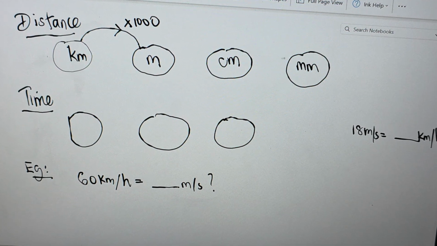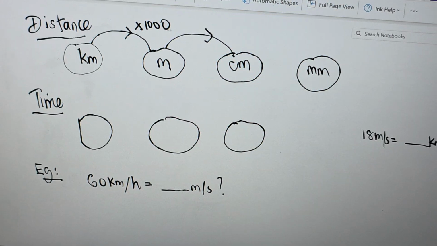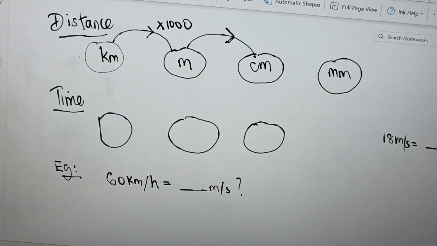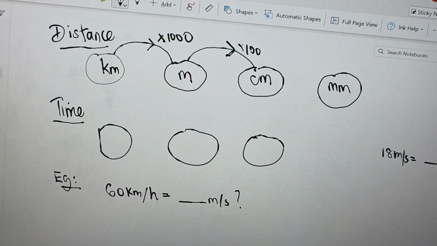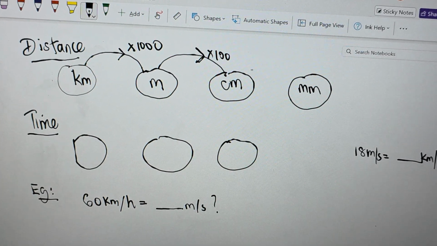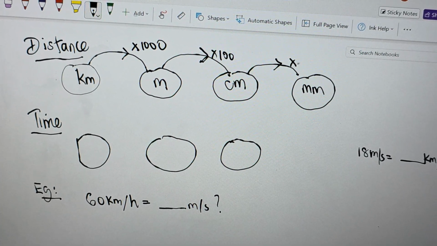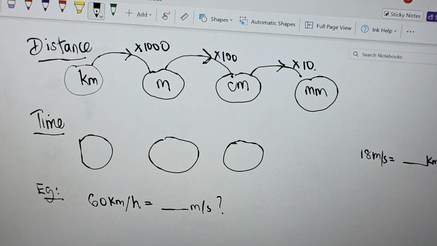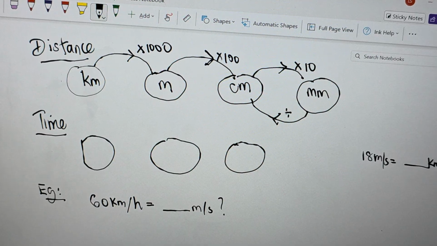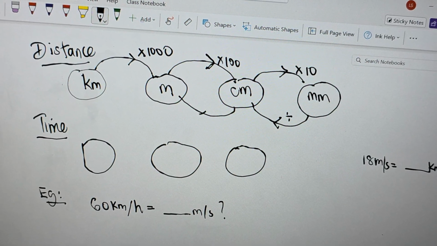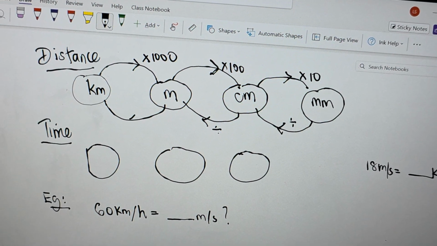Now this diagram is very useful because you can actually just reduce the number of zeros. As you move from here to here, you reduce the number of zeros. To get from meter to cm, you times 100, and to get from cm to millimeter, you just times 1 zero less, which is times 10. And the other way, you divide. So this is the usefulness of this diagram.